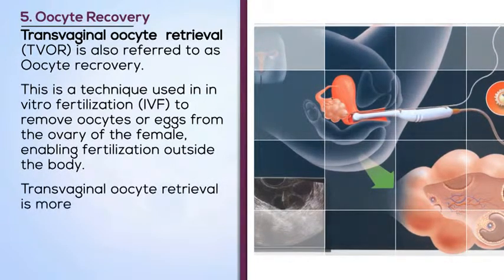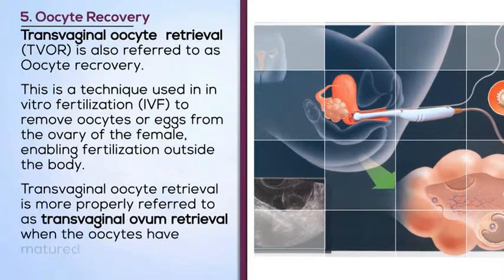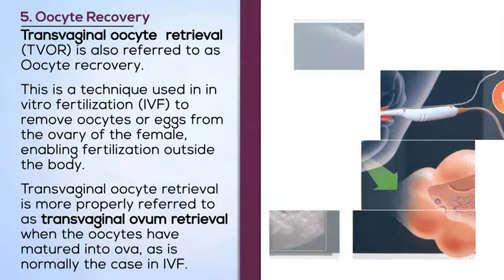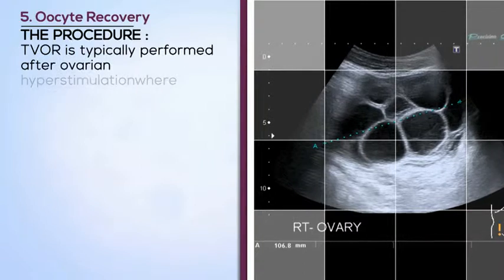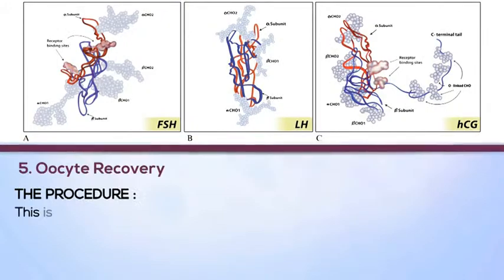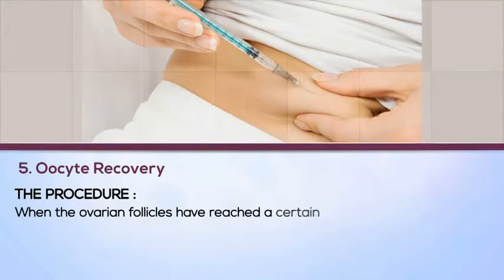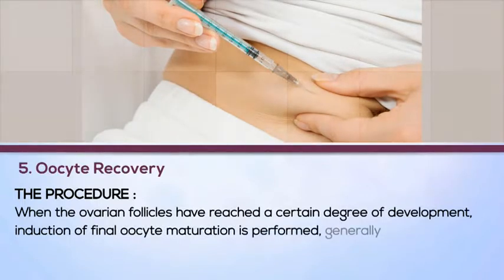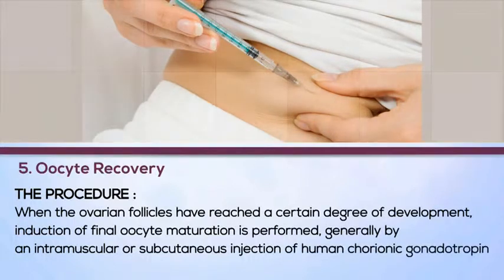Transvaginal oocyte retrieval is more properly referred to as transvaginal ovum retrieval when the oocytes have matured into ova, as is normally the case in IVF. The procedure TVOR is typically performed after ovarian hyperstimulation where oocytes are stimulated to mature. This is done pharmacologically. When the ovarian follicles have reached a certain degree of development, induction of final oocyte maturation is performed, generally by an intramuscular or subcutaneous injection of human chorionic gonadotropin.